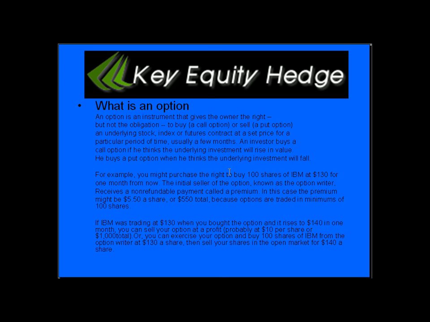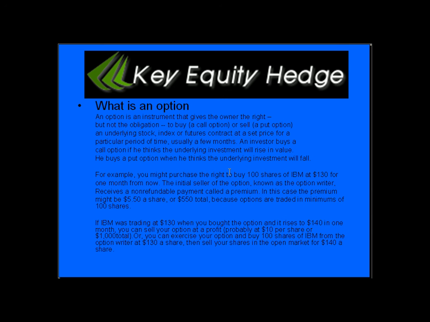So you've gone through the beginner videos, and you'll know now, and you'll start to get a good feeling of the fact that an option is an instrument that gives the owner the right, but not the obligation, to buy a call or sell a put option on an underlying stock, index, futures, or any type of commodity, and it's a contract set at a specific price for a particular period of time, and it's usually for a month, 2 months, 3 months, 6 months, depending on the duration, but it's definitely a specific set of time.